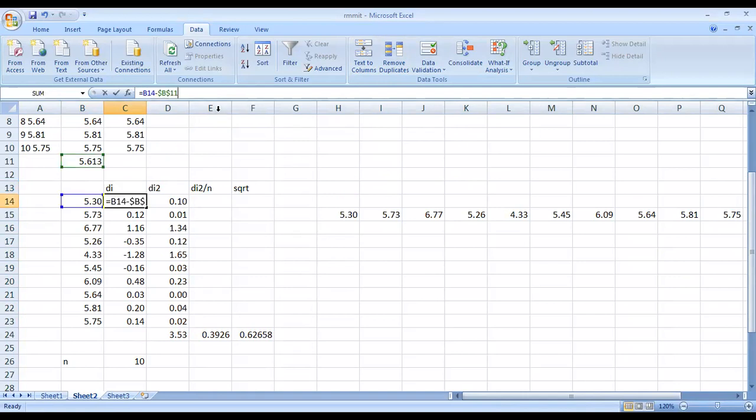Deviation means what? Deviation means the number minus mean. So mean is 5.613. Is it correct? Mean was 5.613. Okay. So here I put the formula with a dollar, then name of the cell, dollar, and the number. So it will be fixed. So I find the difference for each reading. That is the di. di is the deviation.